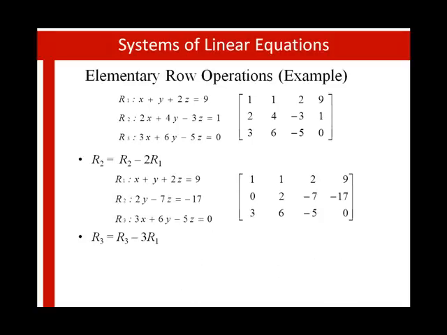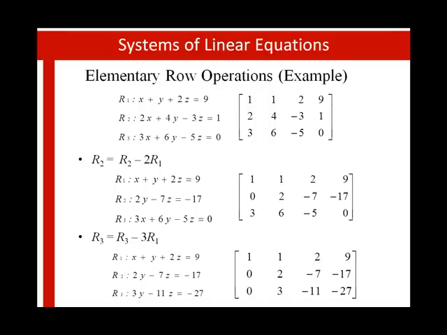Then we can start the elimination process. We want to change the 2, which is in the second row, first column, to 0. In order to do that, we do the following operation: R2 minus 2 R1, and we place the result in row 2. If we do that, we obtain 0, 2, minus 7, minus 17 in row 2. Then, if we want to change the 3 in the third row, first column, to 0, we can do row 3 minus 3 R1 and place it in row 3 to obtain 0, 3, minus 11, minus 27.